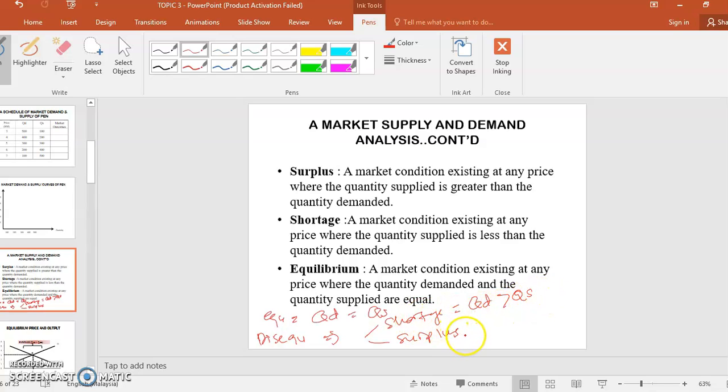And surplus means a market condition existing at any price where the quantity supplied is greater than the quantity demanded. Quantity yang dijual lebih banyak daripada quantity yang nak dibeli. So apa akan berlaku? Akan berlaku lebihan, surplus.